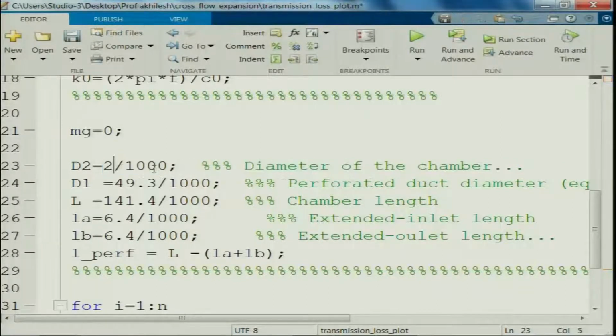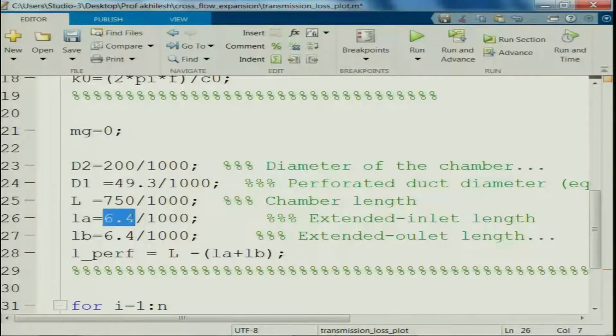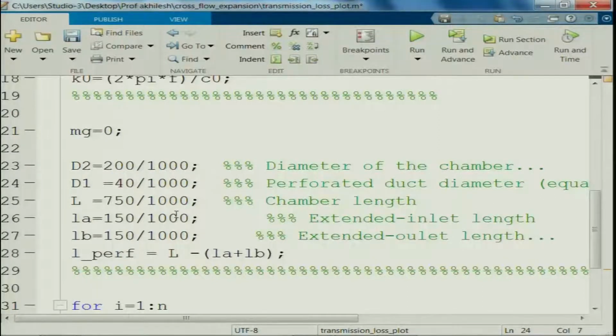So let us say this is 200 mm, and the length of the chamber is about 750 mm. This is about 150 mm, and this diameter is about 40 mm of the perforated duct. So effectively the perforate section is about 450 mm. No mean flow is considered.